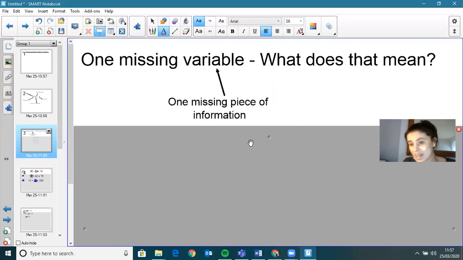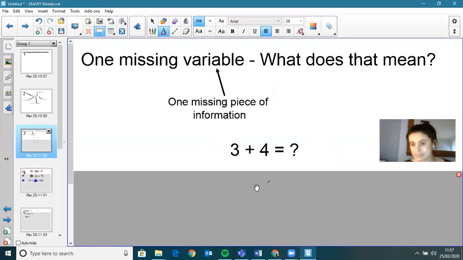What does this look like? Let's have a look. This is an example of a missing variable. You do not know what that question mark is. It is a missing piece of information. Therefore, that's a missing variable. And I don't think that anyone would say that's scary. 3 plus 4, 7, nice and easy.